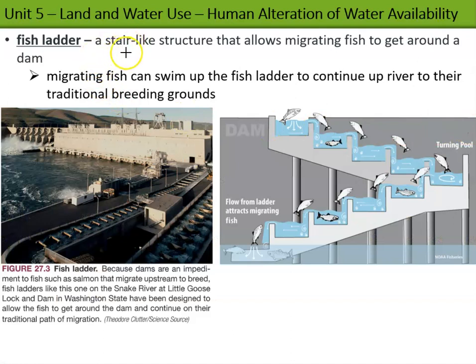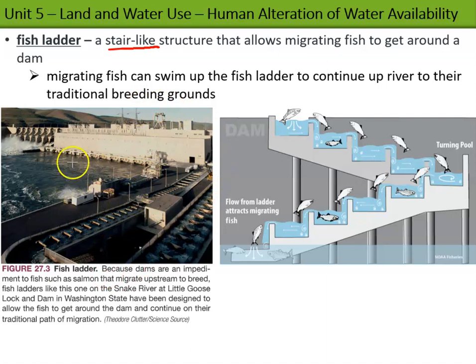So again, a fish ladder is a stair-like structure. It allows migrating fish to get around a dam. So the migrating fish swim up the fish ladder because salmon are very strong swimmers. It is part of their life cycle to swim upstream. So they're very strong swimmers. They naturally have the ability to jump up streams, up small waterfalls and small barriers, up and over. But the dam is just too large of a barrier.